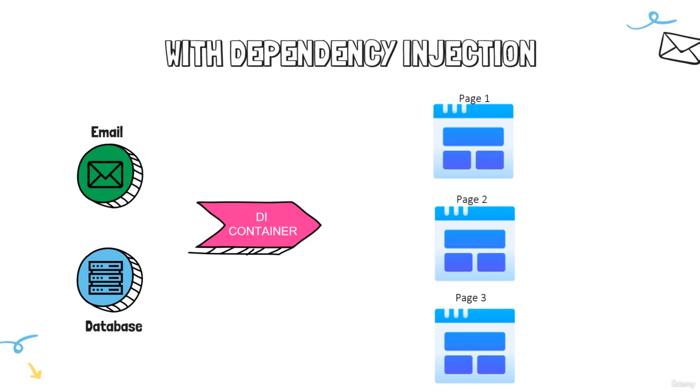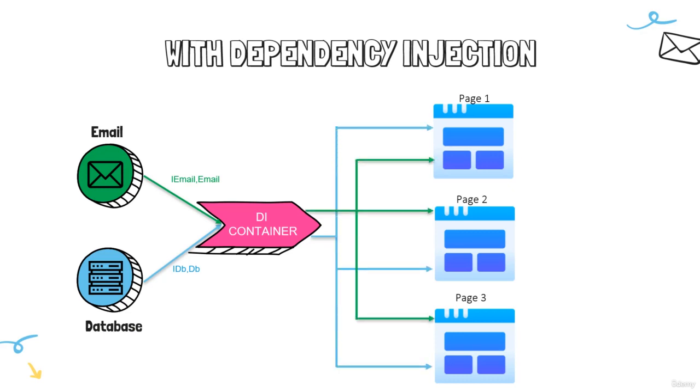But now we will have something special, which is dependency injection container. So as you can see, we have got our dependency injection container that will have an IEmail and an IDB interface and its implementation. So inside our container, we have the implementation of the IEmail interface and the IDB interface. When any page will need access to these functionalities, it will just ask the dependency injection container to create an object of this functionality and directly give the page an object to use.